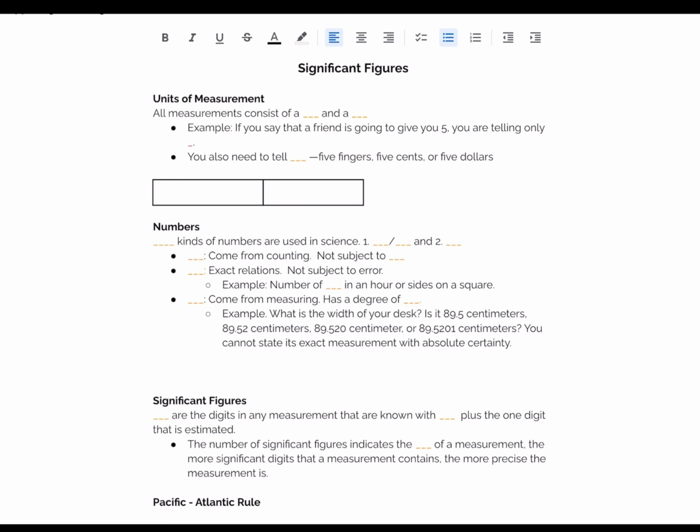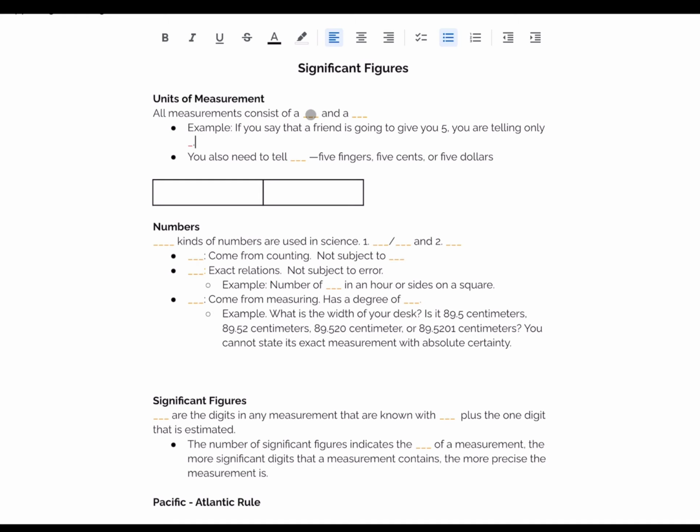Okay, let's talk about significant figures. By the end of this video, you are going to be able to look at a number and tell how many significant figures it has, and you're going to be able to look at calculations and figure out how many significant figures your answer should have. So up first, let's talk about measurement in general.